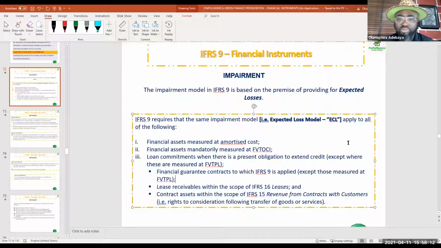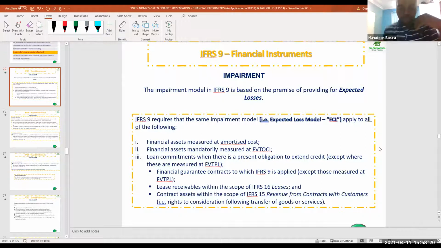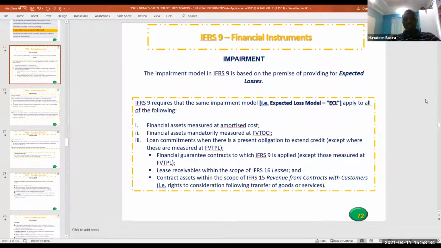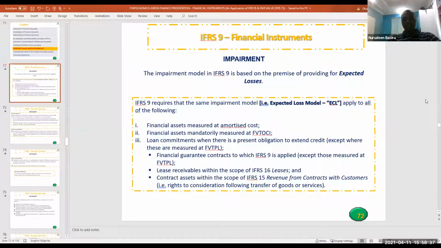Thank you very much. Any other contribution? Good afternoon, everybody. Afternoon. Actually, I was in the class today, and I really appreciate the step-by-step approach you adopted to explain the expected credit loss model. Unfortunately, I think I will still need to listen to the video once again in order to get in-depth knowledge of what the expected credit loss model actually entails.